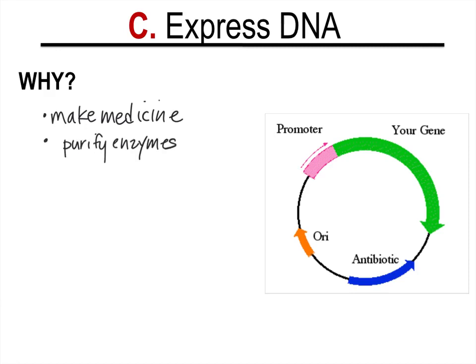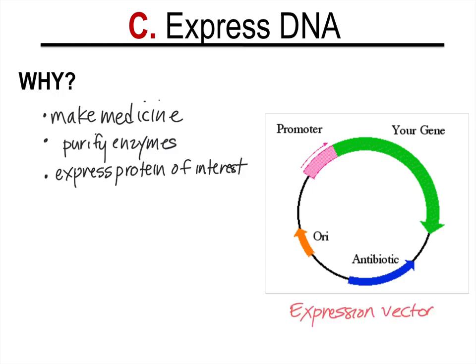Or perhaps your goal is to purify a particular type of enzyme that you need in a different technique. Or, you just want to express a particular protein in a cell. And what you would need to do something like that would basically be the same procedure we just finished talking about. But what would be different is instead of using a cloning vector, you're going to be using what's known as an expression vector.